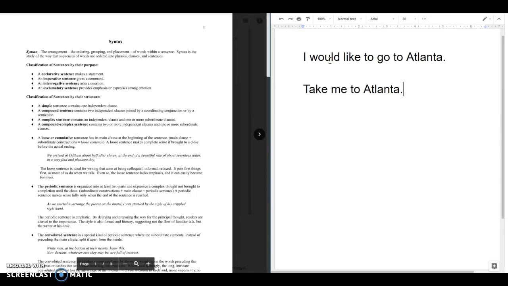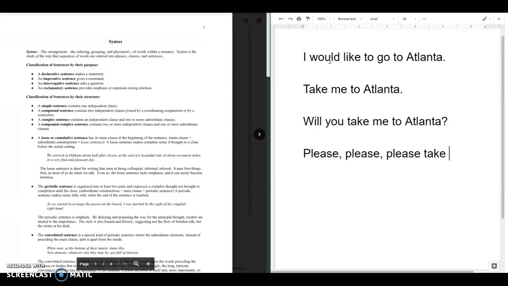An interrogative sentence is going to ask a question. So, will you take me to Atlanta? Ask a question. And finally, exclamatory is going to express strong emotion. Please, please, please take me to Atlanta to see the Braves play. This would be an example of a sentence with strong emotion. So knowing these basic types of sentences is going to help you as you go through syntax in Jamaica Kincaid's Girl. You want to consider how different types of sentences have different impacts on you as a reader.